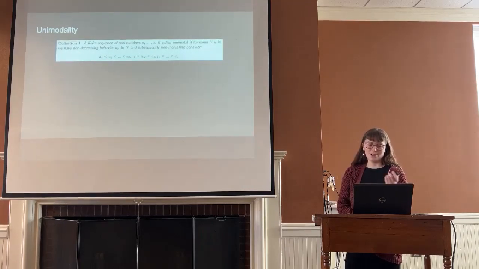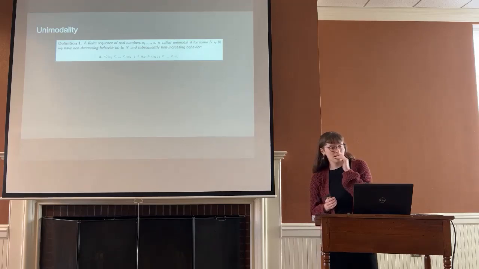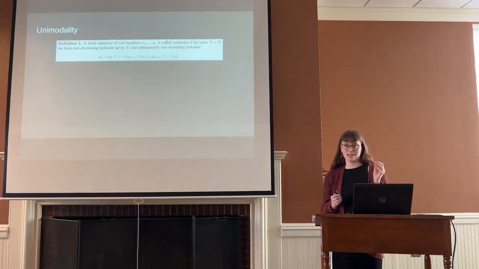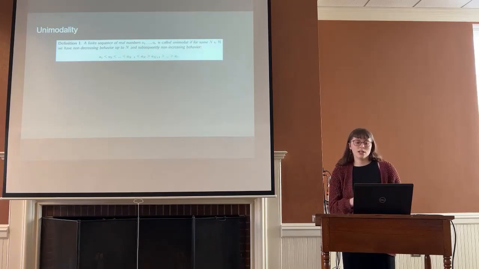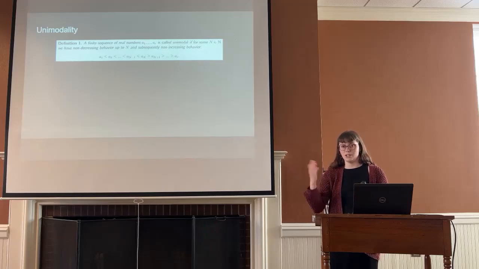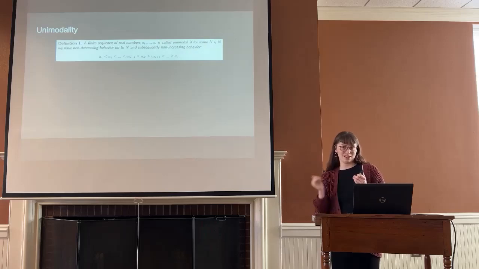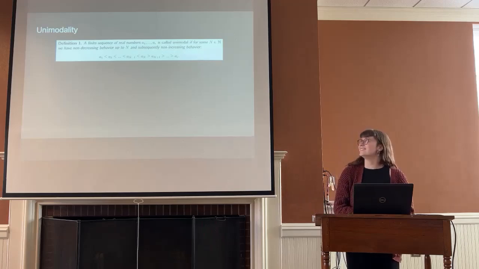So another important definition is unimodality. A sequence of numbers is called unimodal if up to a certain index it shows non-decreasing behavior, and after that index it shows non-increasing behavior. So the sequence 1, 1, 1 is unimodal, 1, 2, 1 is unimodal, increasing then decreasing, or it could stay the same then decrease, etc.